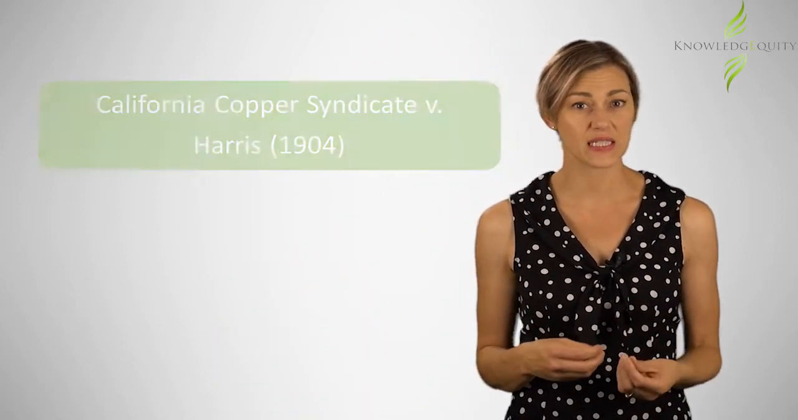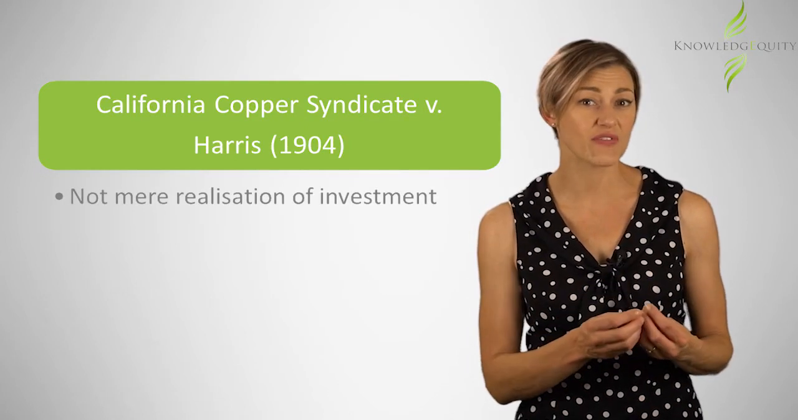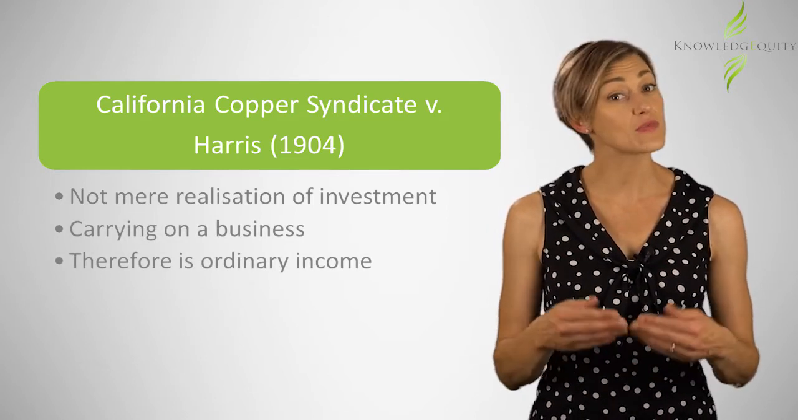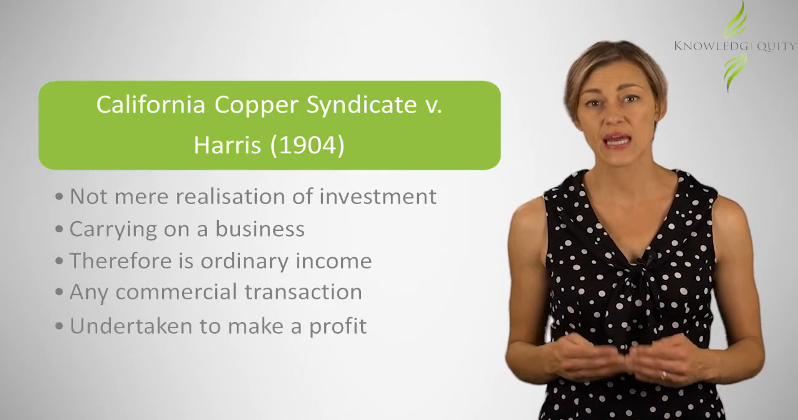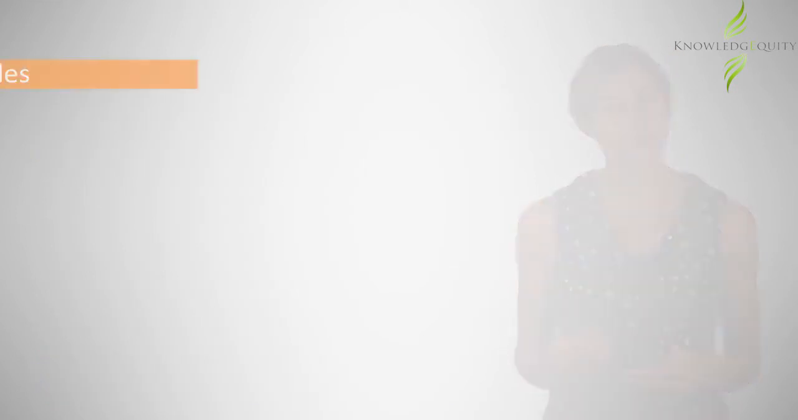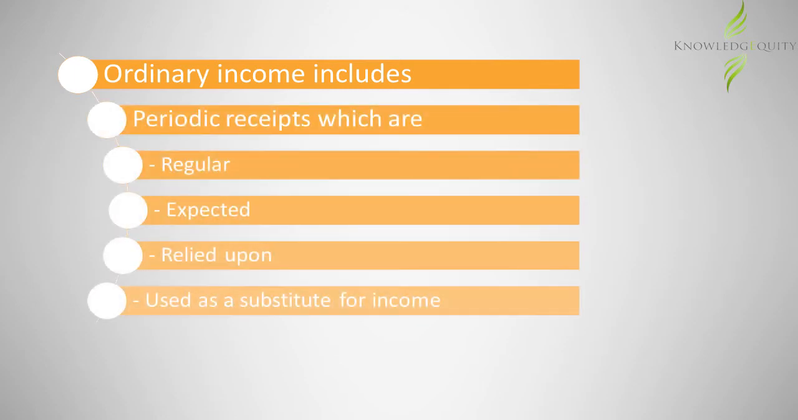Isolated gains from commercial speculation have traditionally been held to be ordinary income, as established in Californian Copper Syndicate and Harris in 1904, where the receipts are not from the mere realisation or change of investment, but derived from an act that constitutes carrying on a business. This concept was extended to involve any commercial transaction entered into for the purpose of making a profit in the case of the Myer Emporium in 1987. Case law also established that periodic receipts which are regular, expected, relied upon and used as a substitute for income, such as annuities or pensions, may also be presumed to be ordinary income.